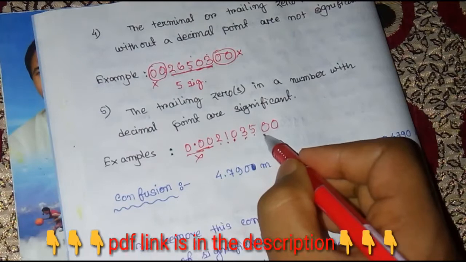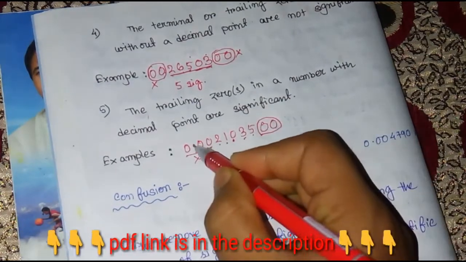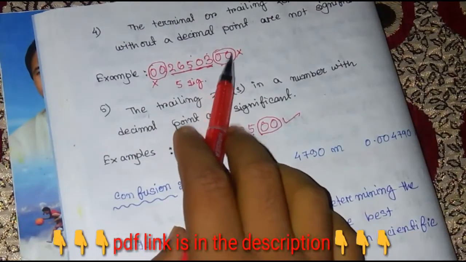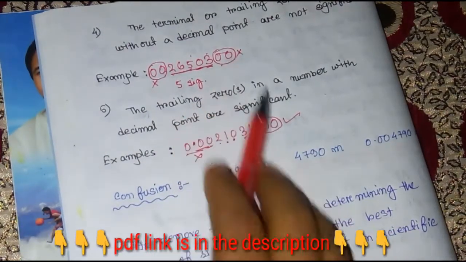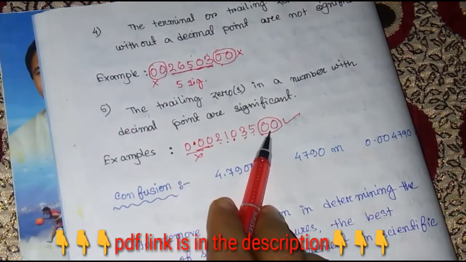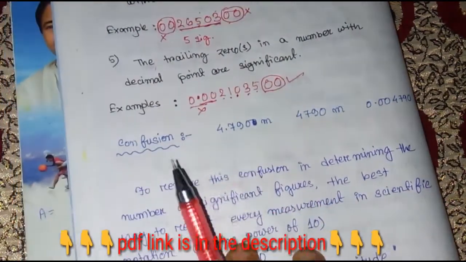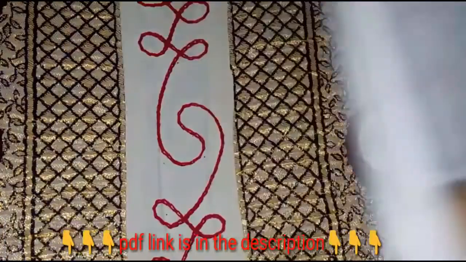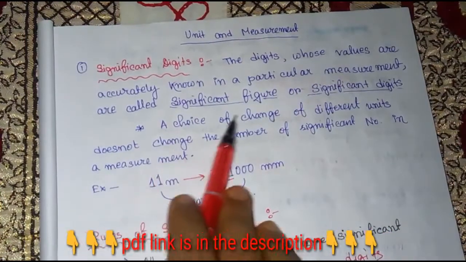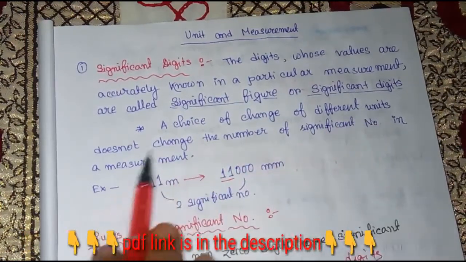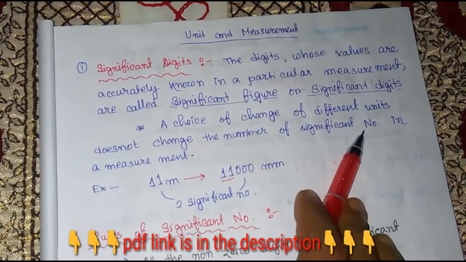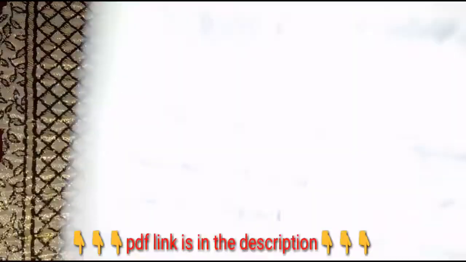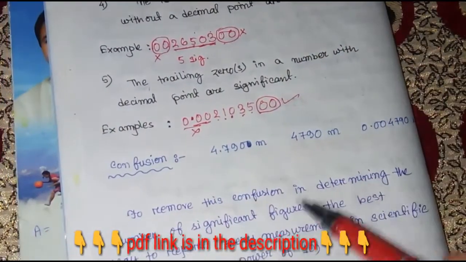But the trailing zero after a decimal point is significant. If there is no decimal point, in that case the trailing zeros are not significant. But if there is a decimal point, the trailing zeros will be significant. So a confusion can occur. From the characteristics of significant figures, we have learned that a change of units does not change the number of significant digits in a measurement.